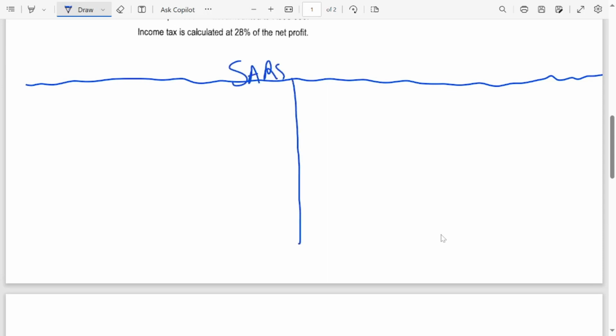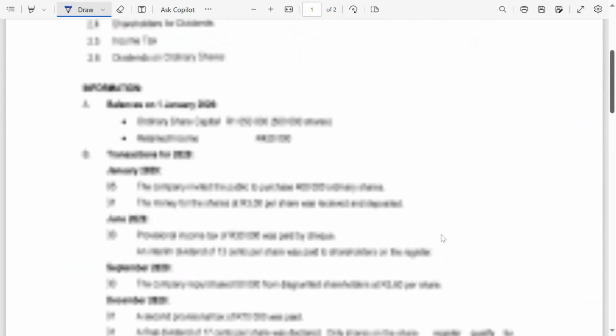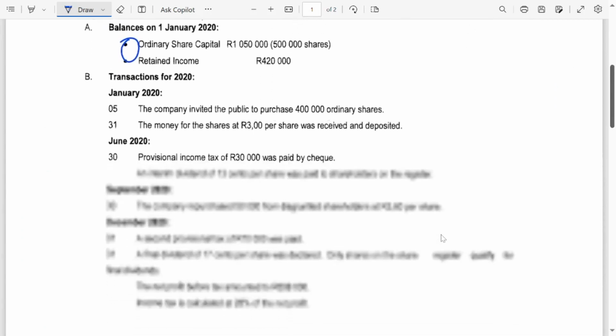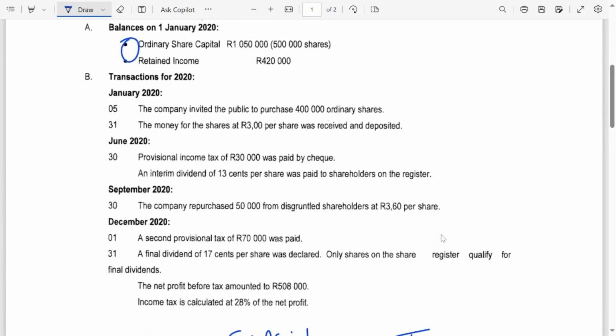Sars income tax. Now, just go and check if there is a transaction affecting it. So you can see that we don't have its opening balance, right? But if you can check here on June 2020, there is a provisional income tax.